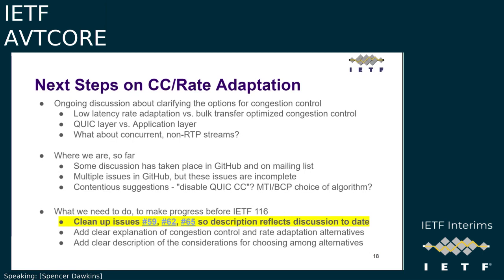I've managed to convince myself that there are multiple issues in GitHub now, but that those issues are not complete and may not be all that well structured, which I get to say because I wrote them. There are also suggestions that we're talking about that are kind of contentious, and I can go into more detail about that, and maybe it would be good for me to do that.